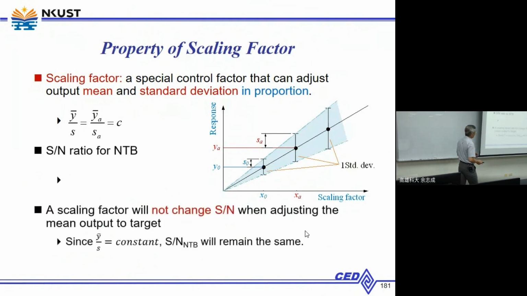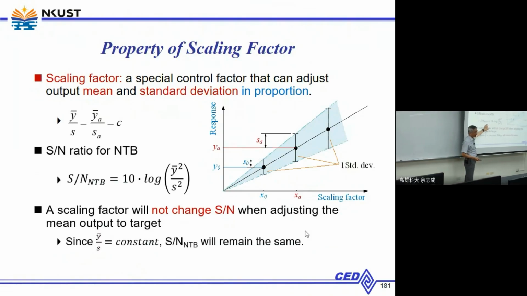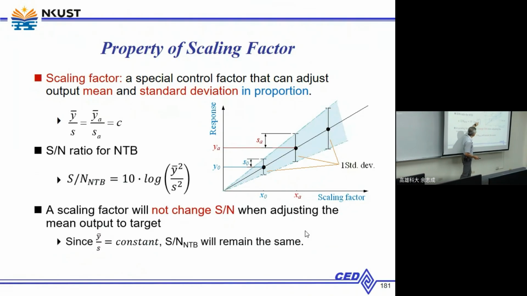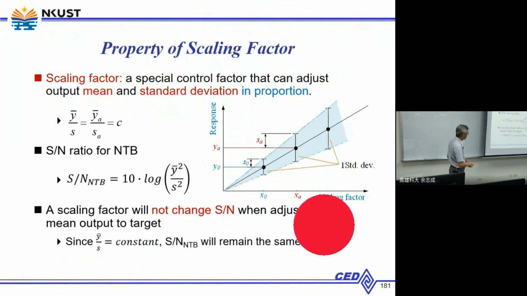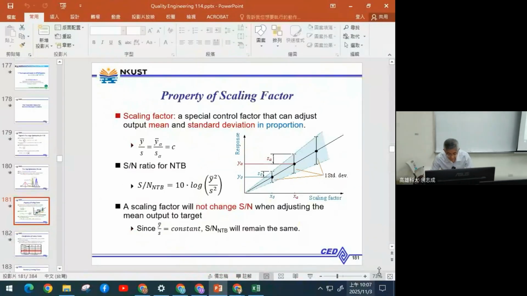That's the reason why when we adjust the scaling factor, our SN ratio will remain the same, because this is the constant if we are using a scaling factor. Okay, it's right here. If you are using a scaling factor, that will remain the same right here. Okay, let me adjust the pointer a little bit.